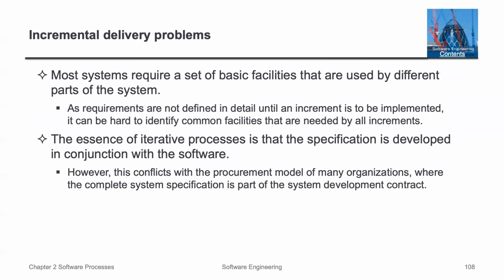In terms of incremental delivery problems, most systems require a set of basic facilities that are used by different parts of the system. As requirements are not defined in detail until an increment is to be implemented, it can be hard to identify common facilities that are needed by all increments. The essence of iterative processes is that the specification is developed in conjunction with the software. However, this conflicts with the procurement model of many organizations, where the complete system specification is part of the system development contract.